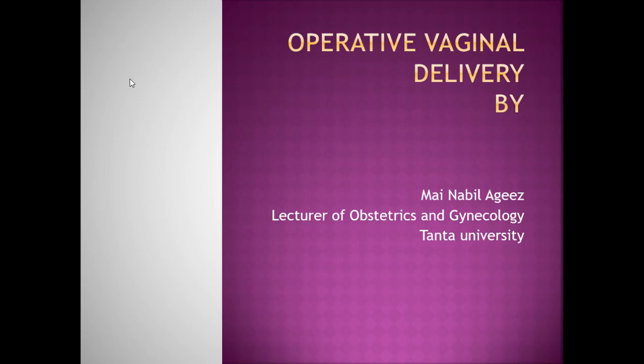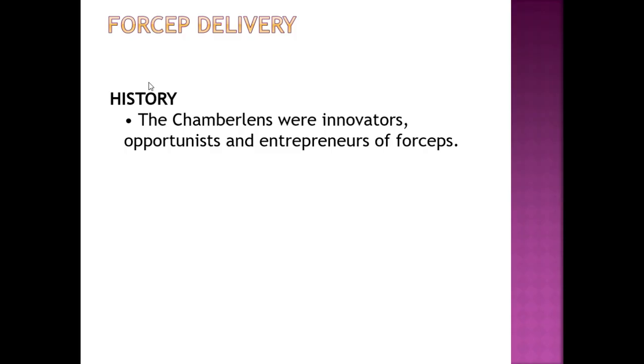Of the operative delivery, we will talk about the operative vaginal delivery. Let's start with the forceps. The operative vaginal delivery contains mainly two items, the forceps delivery and the ventouse delivery. The history of the forceps delivery goes back to the Chamberlen family. They were the innovators of this instrument that made a revolution in the history of obstetrics.